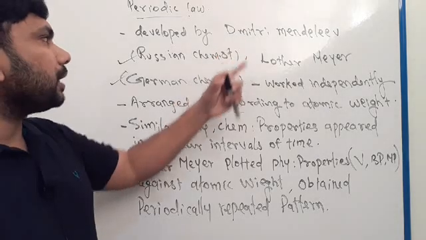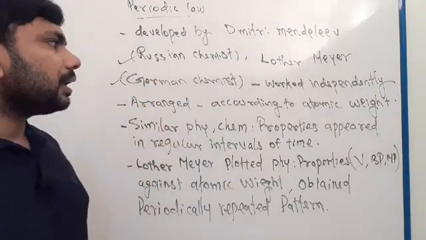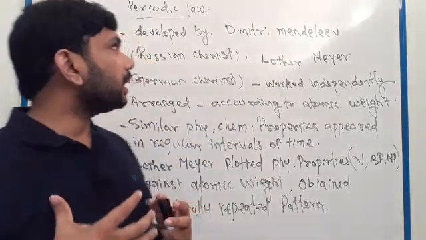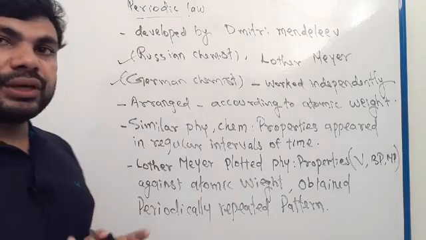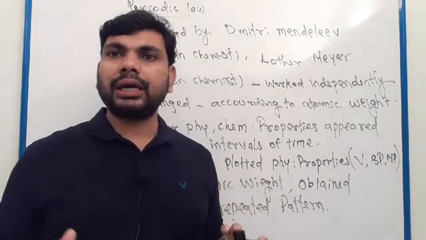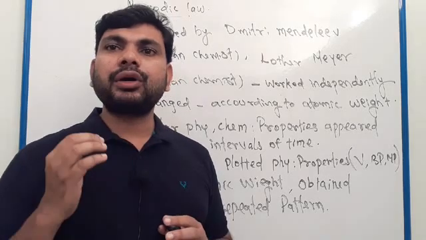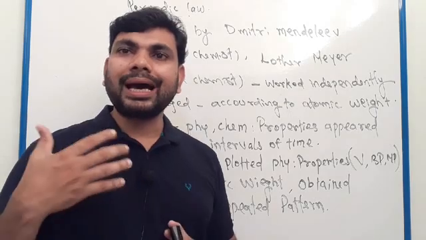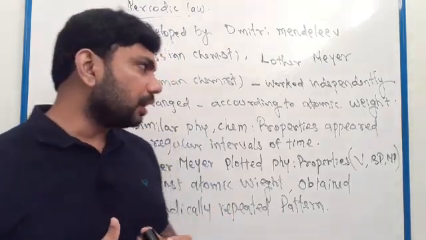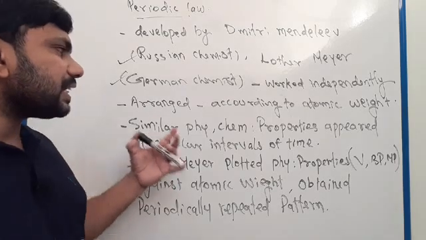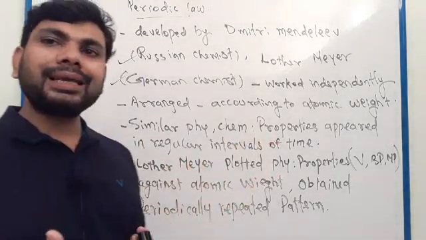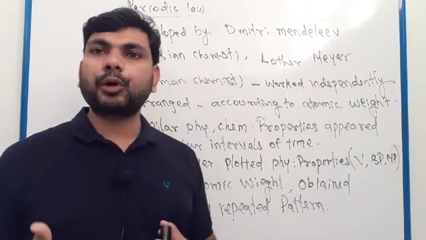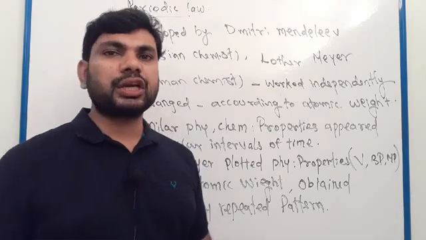Both Dmitri Mendeleev and the German chemist Lothar Meyer introduced the periodic law. They worked independently. They arranged the elements according to atomic weight, and they observed that elements with similar physical and chemical properties appeared at regular intervals.